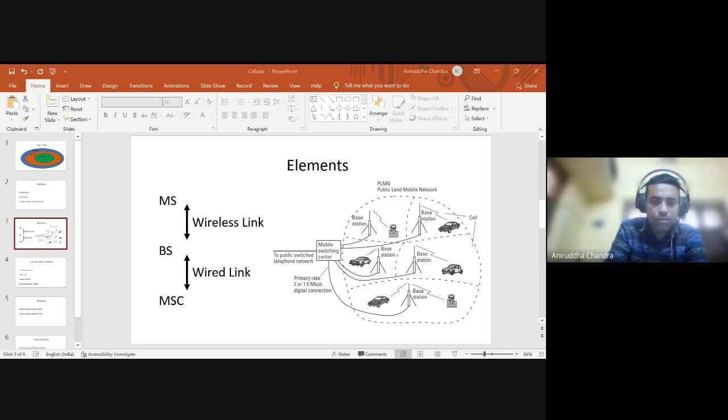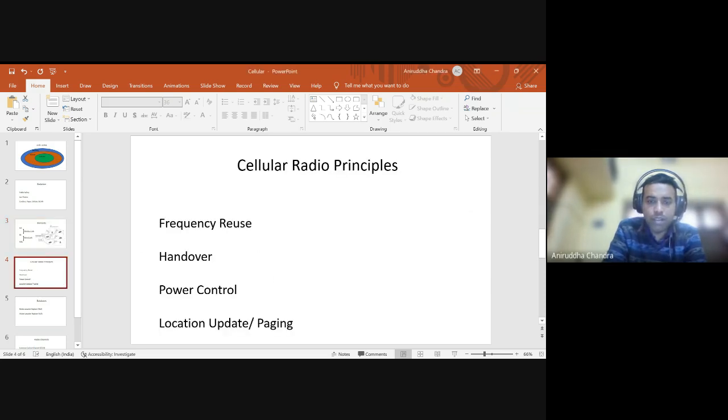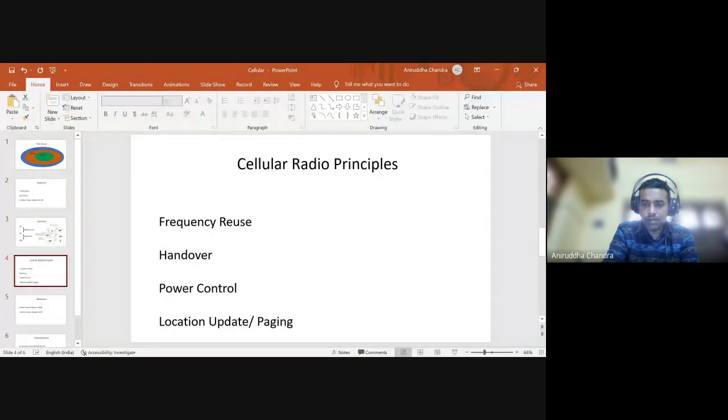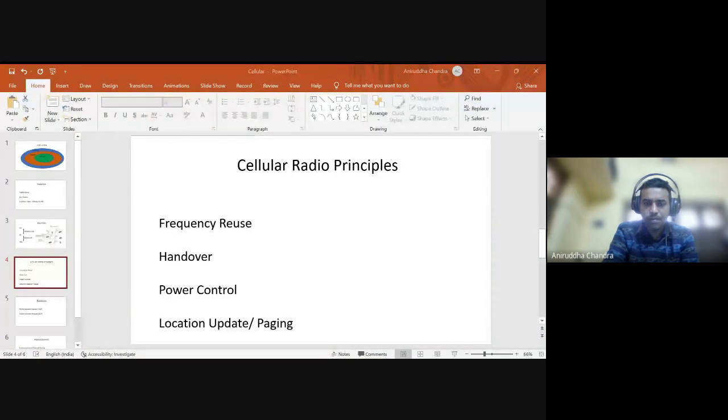So what's for today's class, or what's in store? Well, today we are going to talk about some cellular radio principles. So what are these cellular radio principles? Well, when you understand the idea of cells, then there exist many new concepts which were not required in case of a landline telephone.